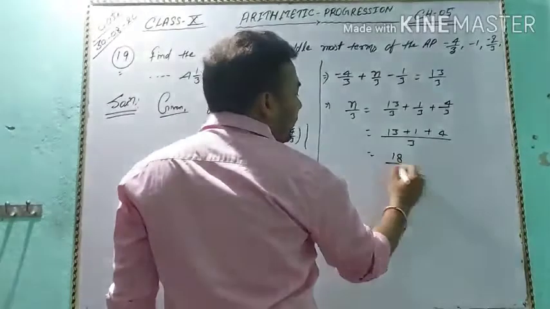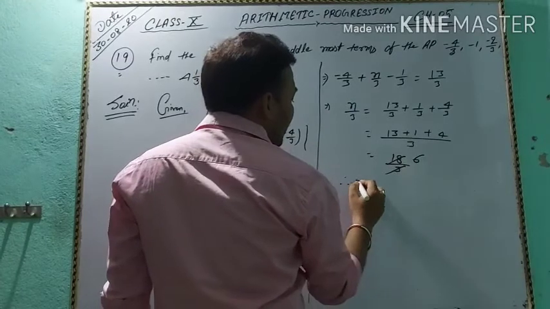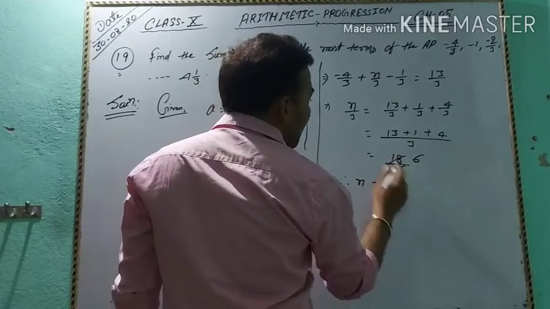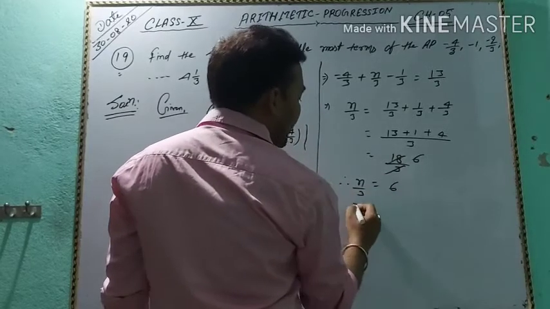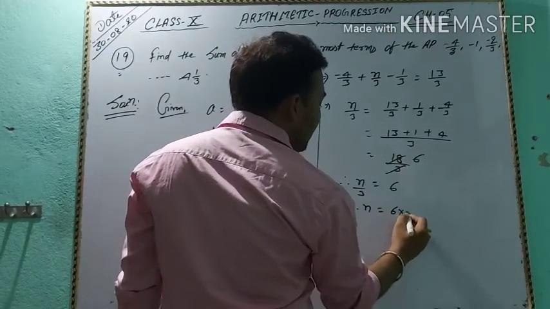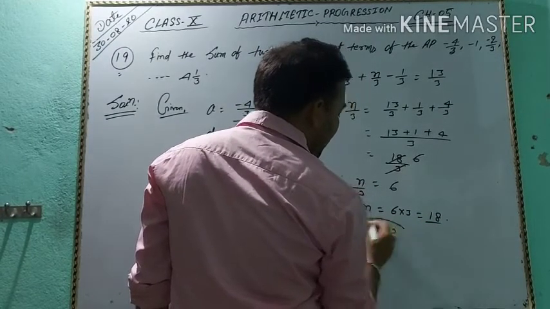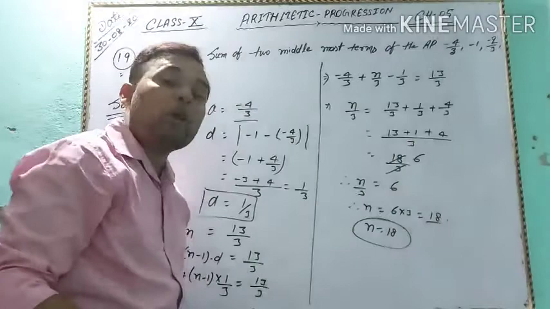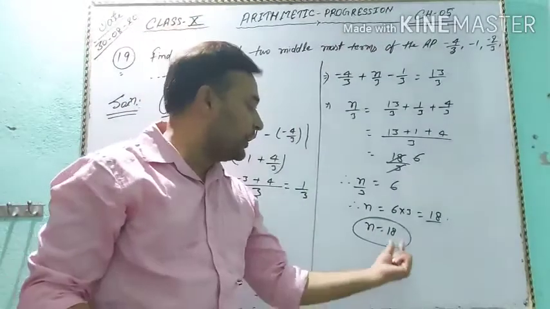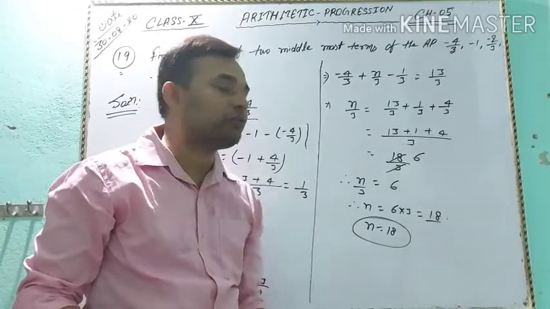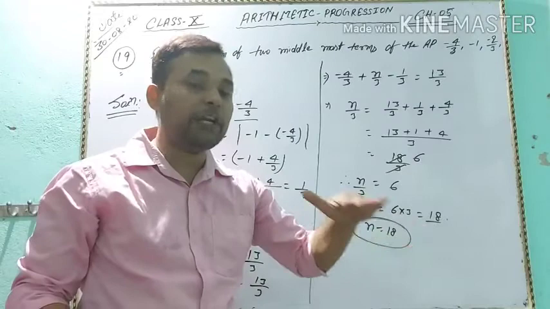18 by 3. 3 sixes are 18, and by cross multiplication n by 3 equals 6. So n equals 6 multiplied by 3, that is 18. So n equals 18. It means the number of terms of this given AP is 18.